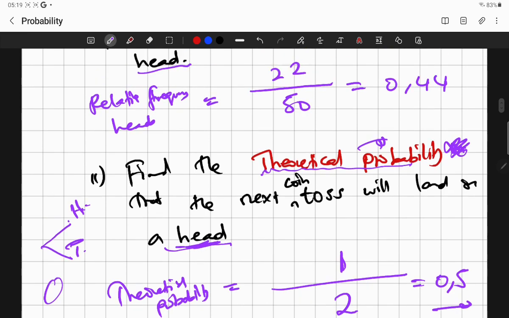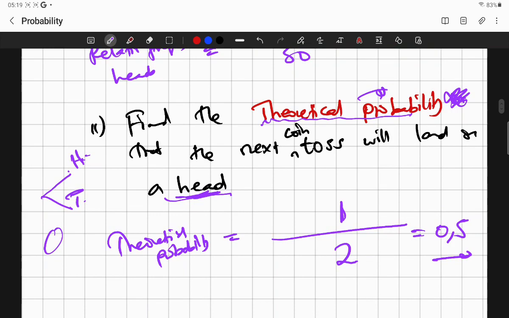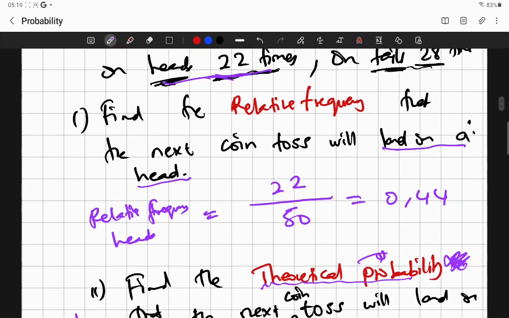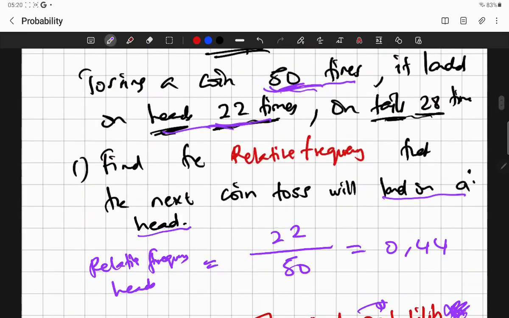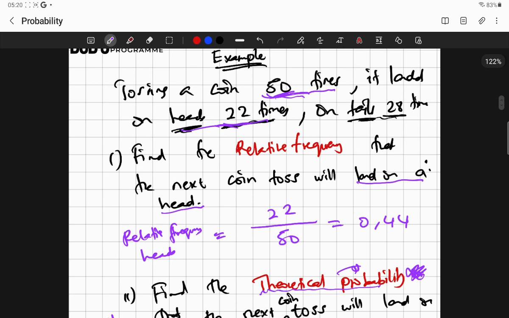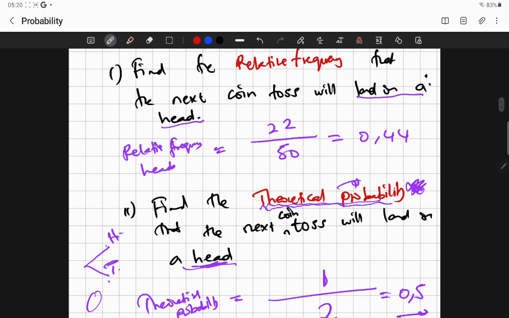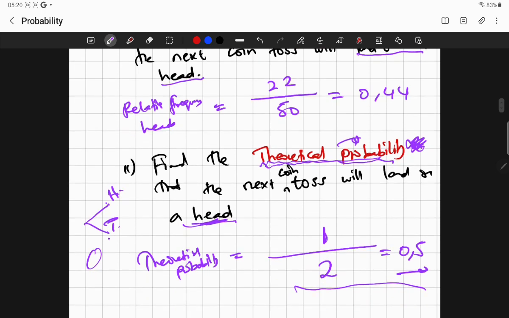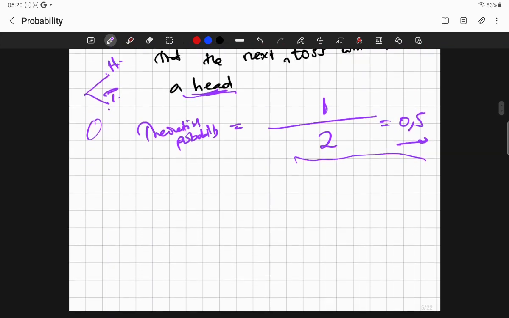You see here, we didn't look at how many times we tossed the coin before. We just looked at how many sides we have on the coin, it's head or tail, and then expect the probability to be half. So that's the difference between these two. Relative frequency looks at the trial experiment, but theoretical probability just looks at the chances of that event occurring without conducting any experiment. That's the bottom line between these two concepts.